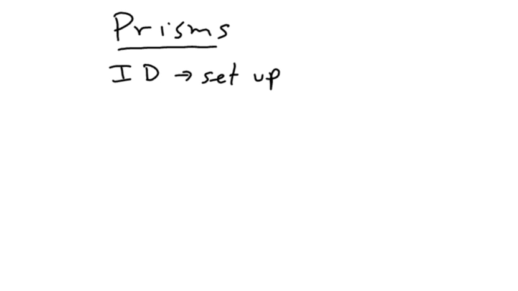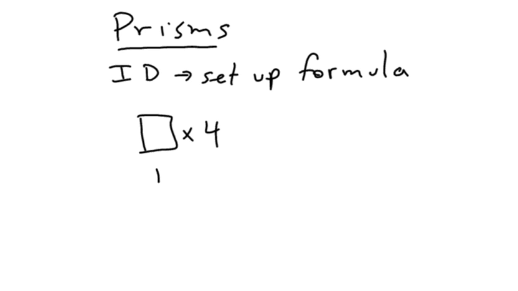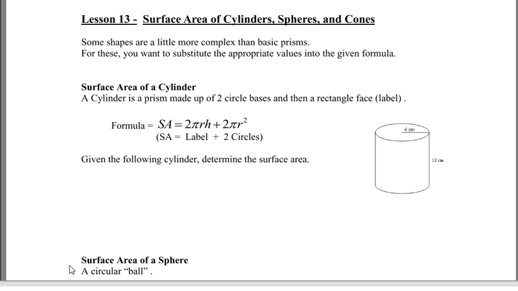Now in terms of prisms, it was important that we identify and set up the equation, or the formula, ourselves. We had to consider what were the faces. We had to do sketches and say how many of certain things there were, and then do the calculations, setting up our own formula. Well, there are some shapes where the faces that make them up aren't nice shapes that we're used to. And so when we talk about surface area of cylinders, spheres, and cones, we get the formulas given to us.